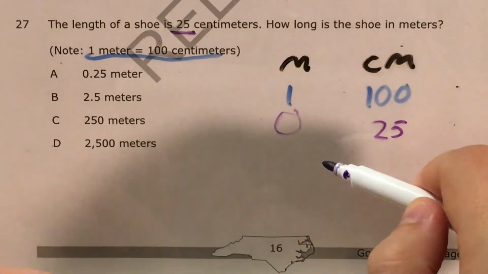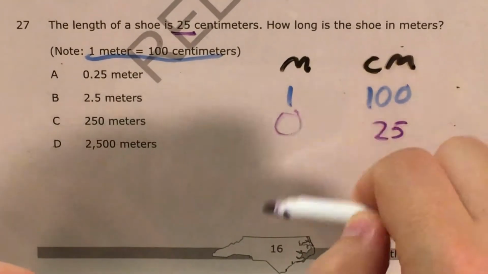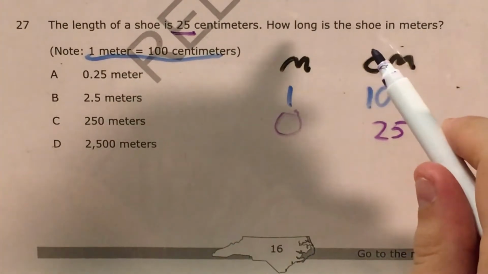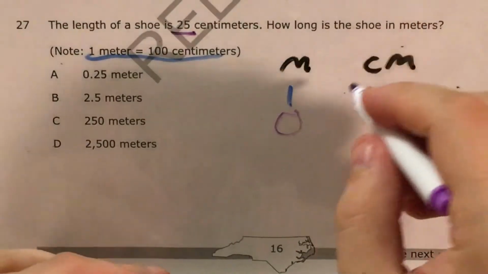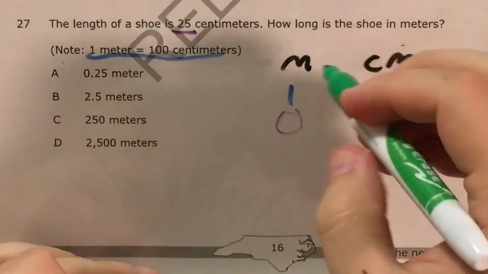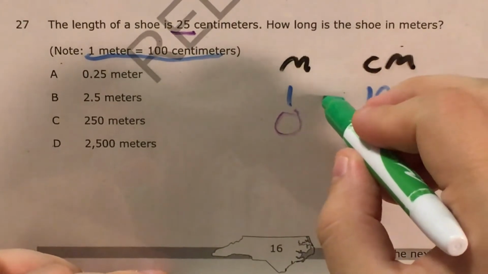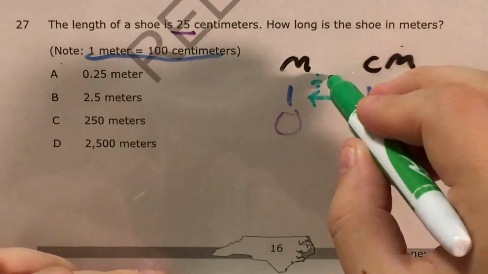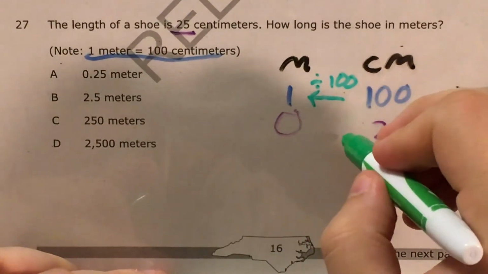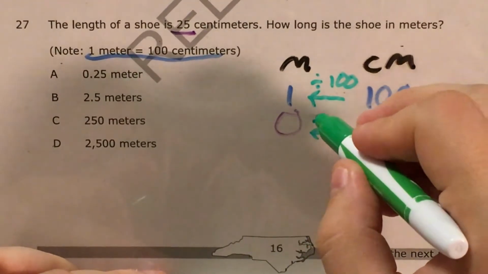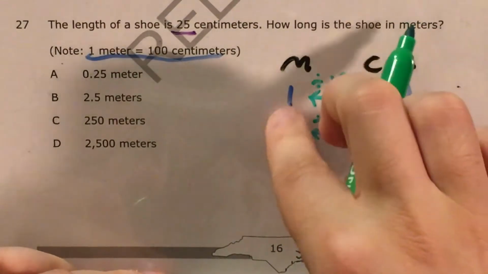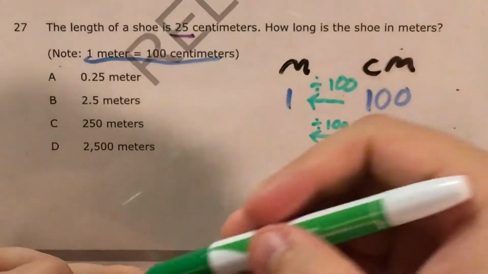Since this is my unknown, I'm going to look for a multiplying or dividing pattern that either goes to the left or down. And I'll go ahead and use my pattern of going to the left because it's a little easier to see what's going on there. So from right to left, to get from 100 to 1, I have to divide by 100. Since I'm dividing by 100 in the top row, I'm going to have to do the same thing in the bottom row to keep my pattern going. And that looks way too much like a 0 now, so let me erase that.